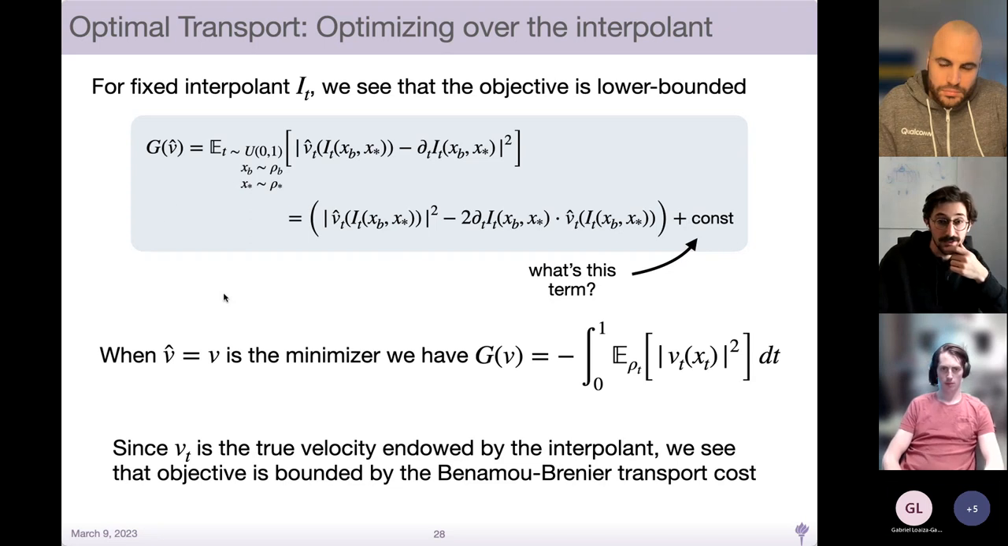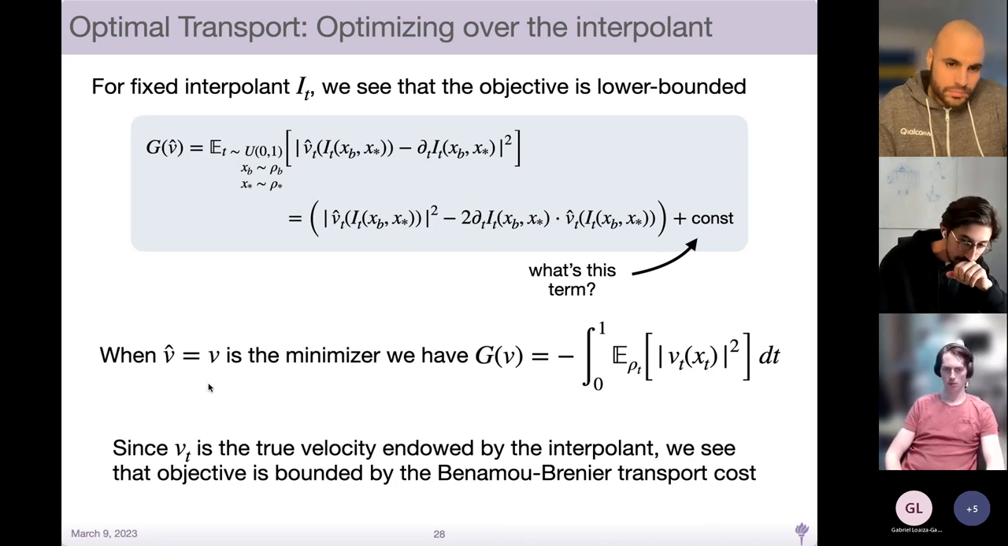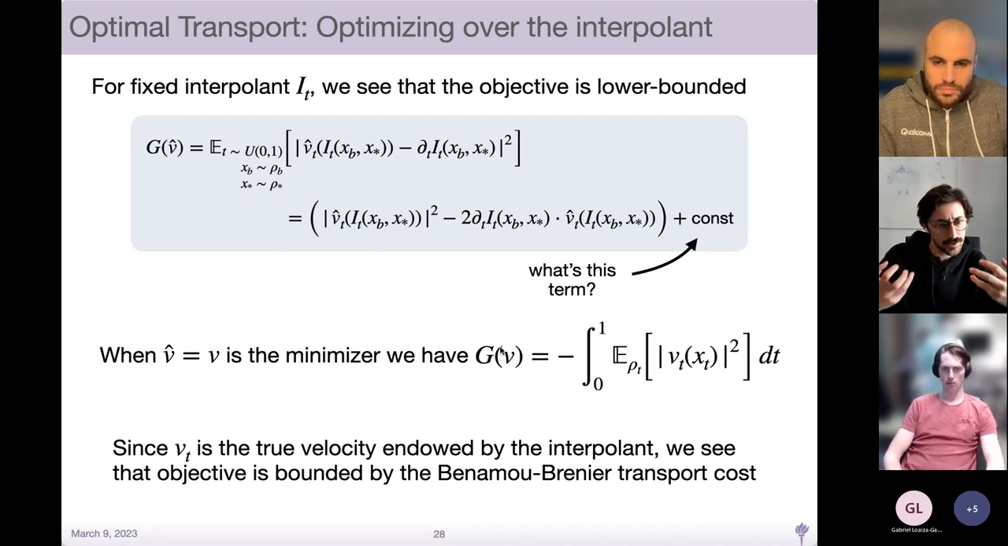If V hat is actually the minimizer of this objective, so V hat equals V, it turns out that the lower bound, what this minimizer evaluates to, is very conveniently reminiscent of the Benamou-Brenier transport cost of whatever transport you're doing. So it's lower bounded by the norm of the velocity field under the actual interpolant density, which you would have if V hat actually equals V. So it's asking us the question, okay, if this is a transport cost, is there a way for us to control the transport cost a la optimal transport in some way?